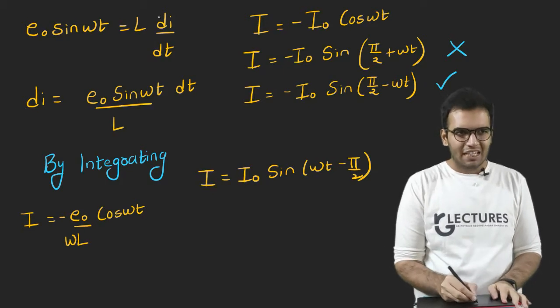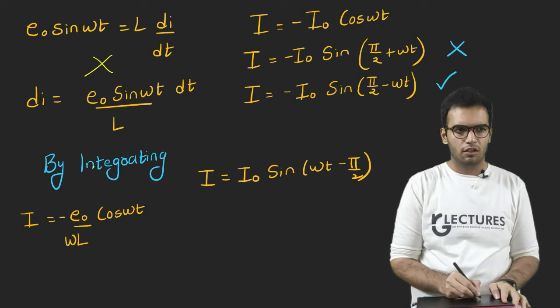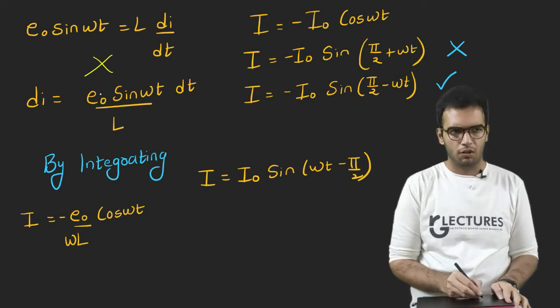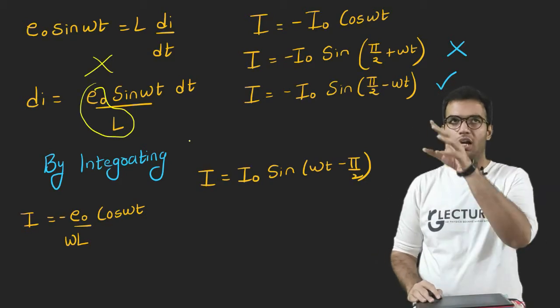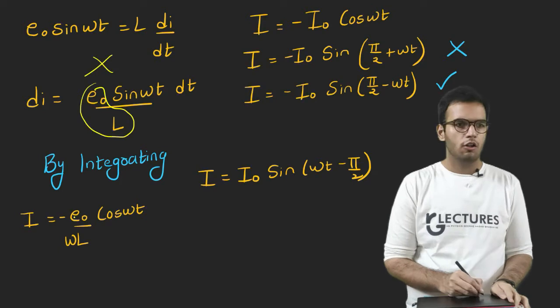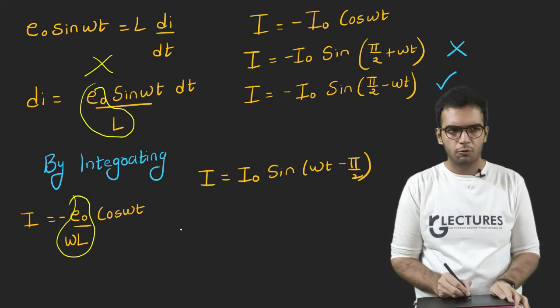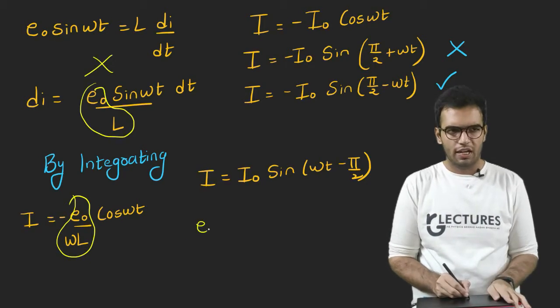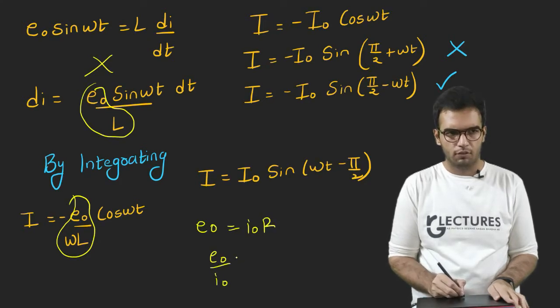So here I have integrated, I can write dt here. I have just rearranged the terms, and by integrating I got this value. These terms are constant. The integration of sine omega t is cos omega t, and omega will come in the denominator. So this term is similar to what we did in the last derivation, right? E0 is equal to I0 times R. So I0 is equal to E0 by R.